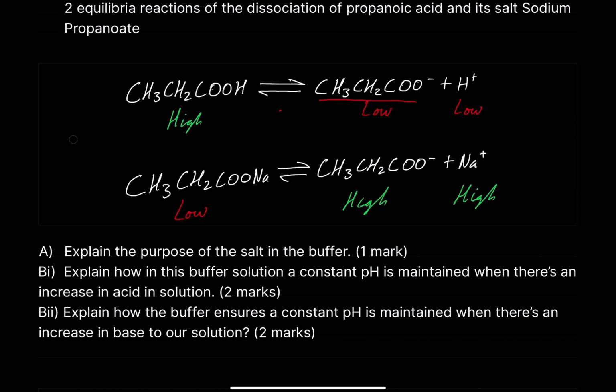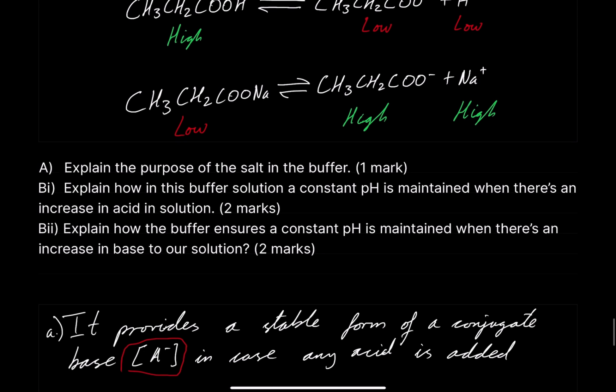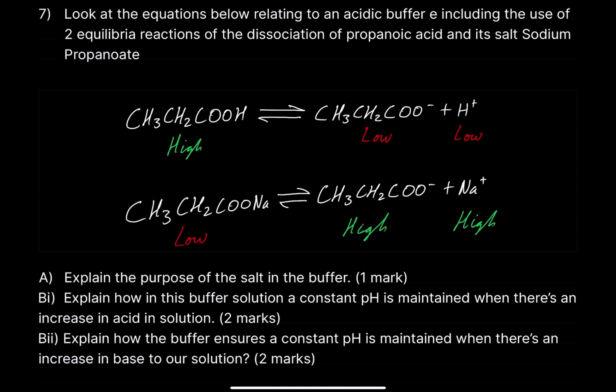So the next part here is: explain how in this buffered solution a constant pH is maintained when there's an increase in acid in the solution. So this is a 2-mark question. Sorry, let me repeat myself. Explain how in this buffer solution a constant pH is maintained when there's an increase in acid in our solution. So when H plus concentration increases, by the way, I assume you've already tried to answer all of these questions, so I'm just answering over again. So when there's an increase in H plus concentration in solution, it's no longer low, it's high.